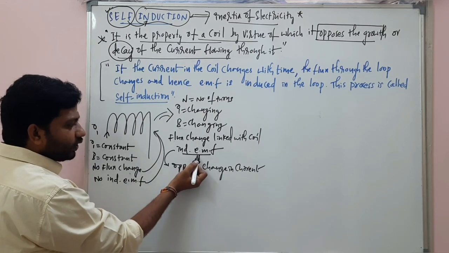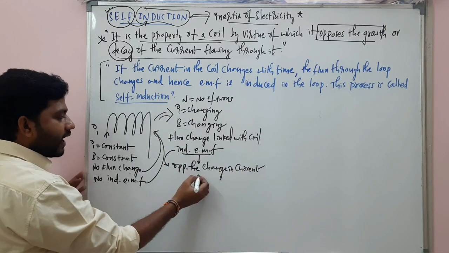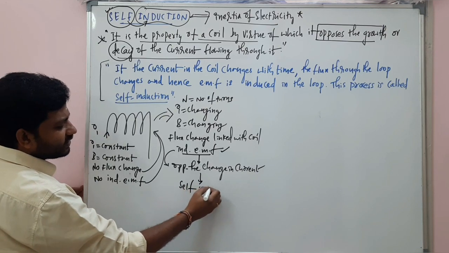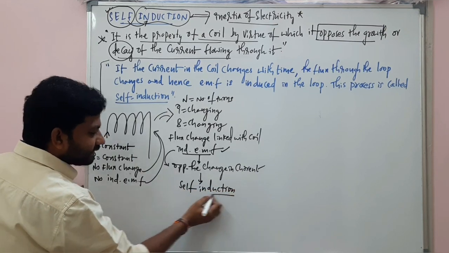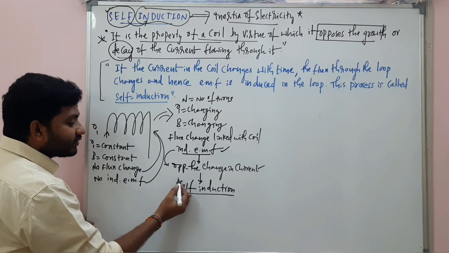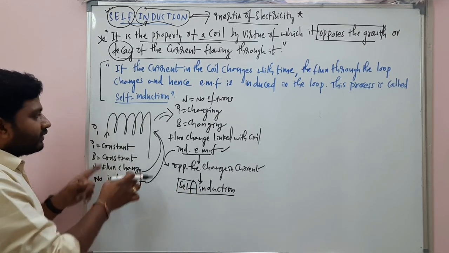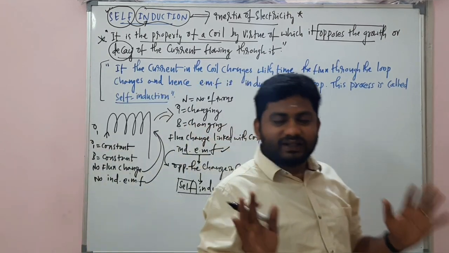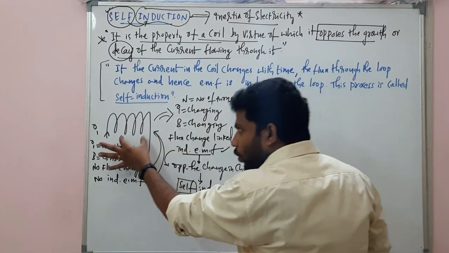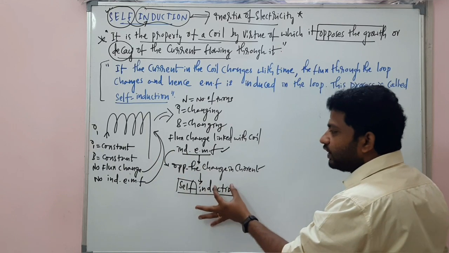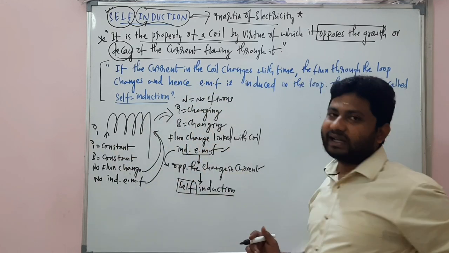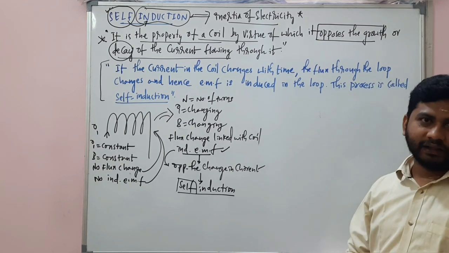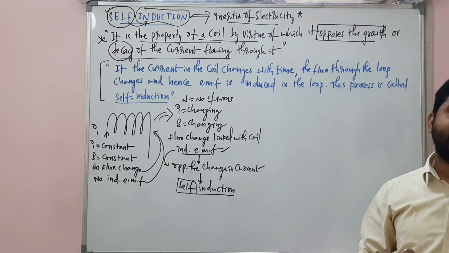So this induced EMF will oppose the change in the current, and this is called self-induction. Why is this called self? Here, the induced EMF is produced due to its own flux change, yes or no? There is no other coil present here. Due to its own magnetic flux change, an induced EMF is produced, so that's called self-induction. Alright? Clear? It's so simple, right? So remember this flow, my dear children.